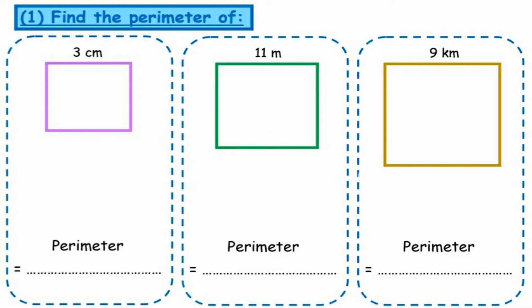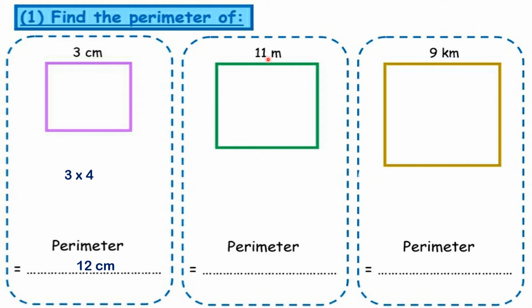Okay, find here the perimeter of the following. I have here a square, the side here is 3, and as we know, the perimeter of a square is side by 4. So I have here 3 by 4 will give you 12 centimeters. And don't forget your unit.